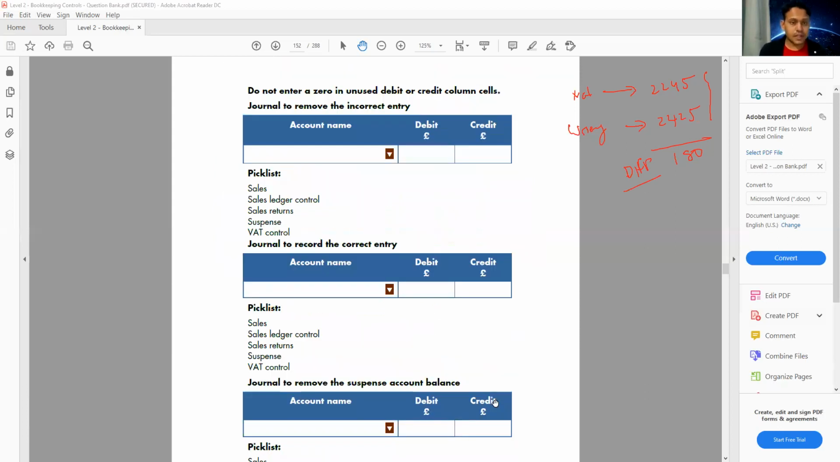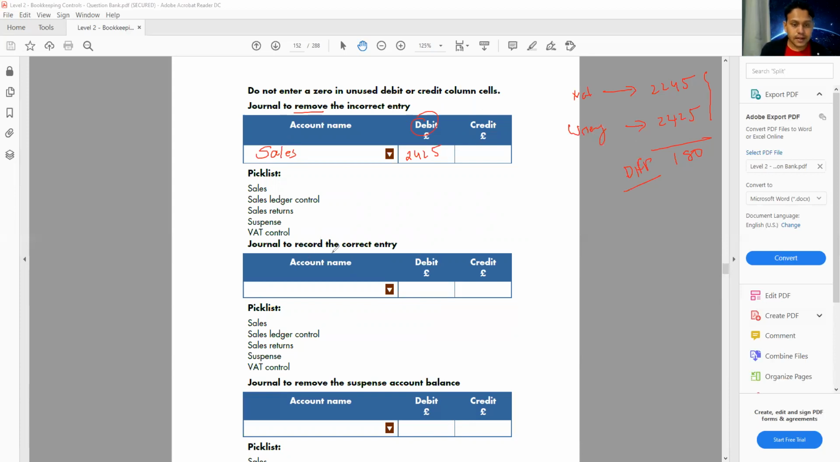So first, the journal to remove the incorrect one. Normally sales is a credit. If I want to remove it, I make sales debit. So which one is the incorrect one? 2425. That's the incorrect one. As soon as I make it debit, that will be gone, because the wrong one is credit. I'm making debit, that will be gone.